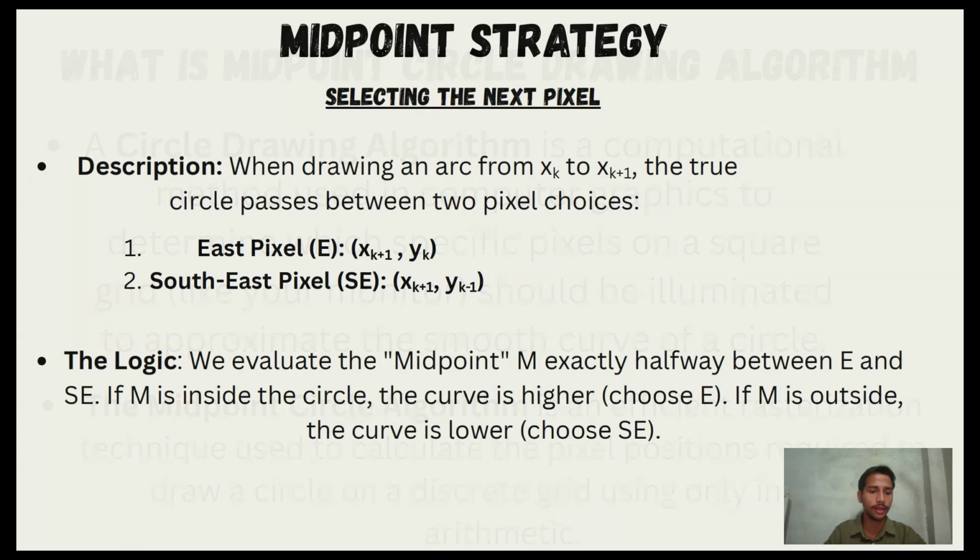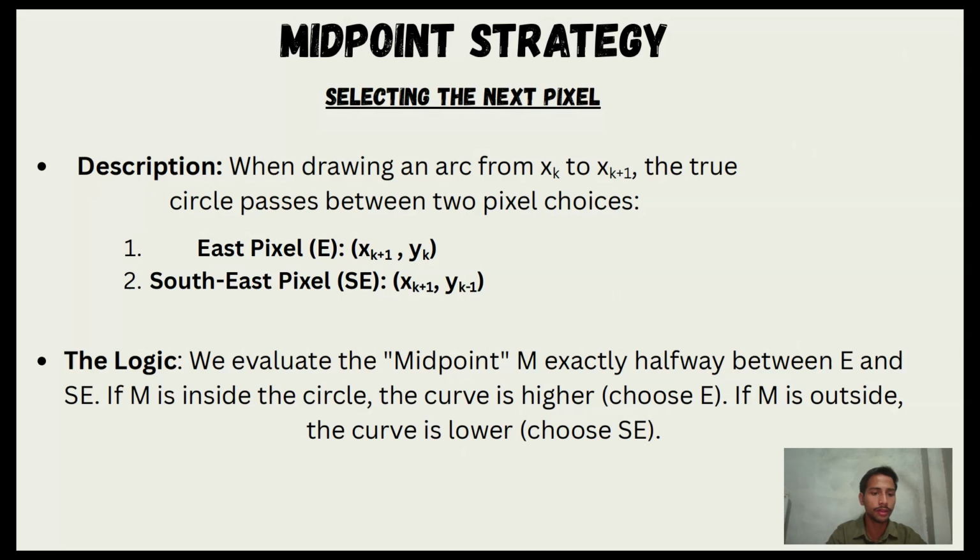Moving on to the next slide. Midpoint strategy. Now, let's look at the strategy. Imagine the computer has just plotted a pixel and needs to move to the next one. As the circle curves, the algorithm has to make a choice between two pixels. First, the east pixel, which is E, which is directly to the right, having coordinates x plus 1 comma y, and the other, southeast pixel, which is diagonally down, having coordinates x plus 1 comma y minus 1.